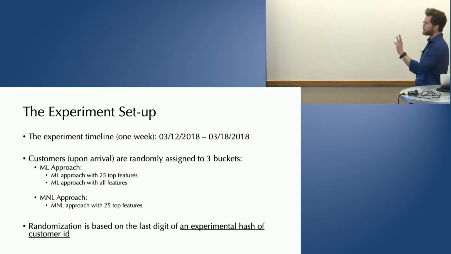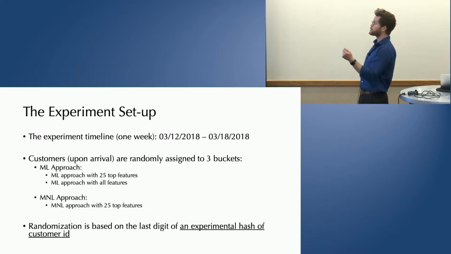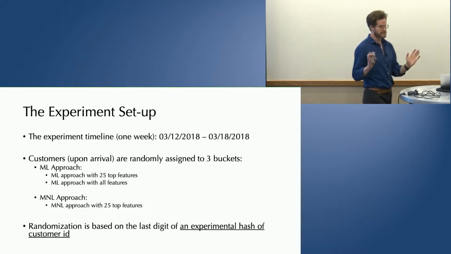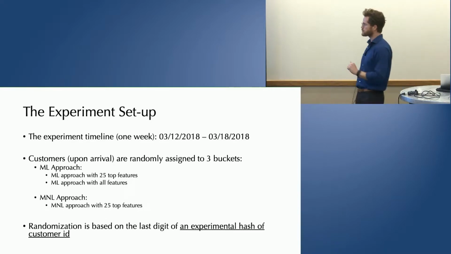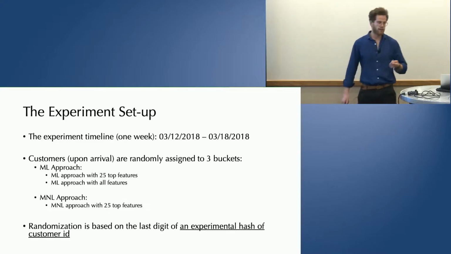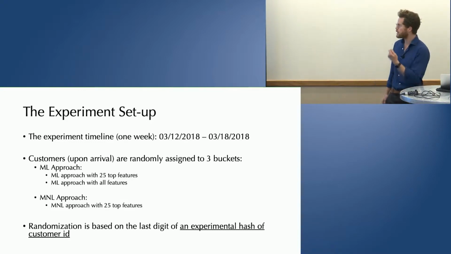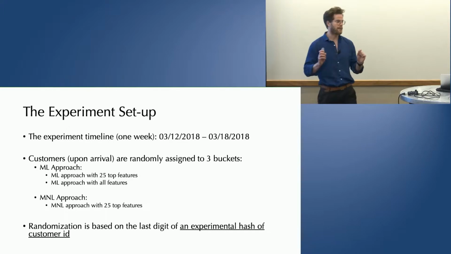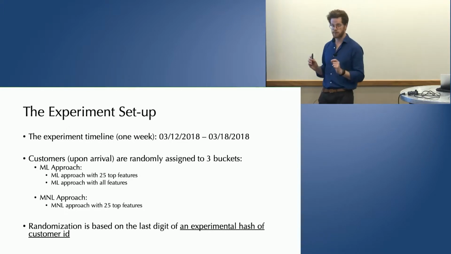So we have 3 buckets. We test the full feature MNL with the top 25 features. Again, 25 is arbitrary. We probably see the same results with 20 or 22 features. And then we test the machine learning-based approach with all features. In the current implementation, Alibaba uses hundreds of features. But we'll see going from 25 to 100 doesn't make that much of a difference in terms of prediction accuracy.